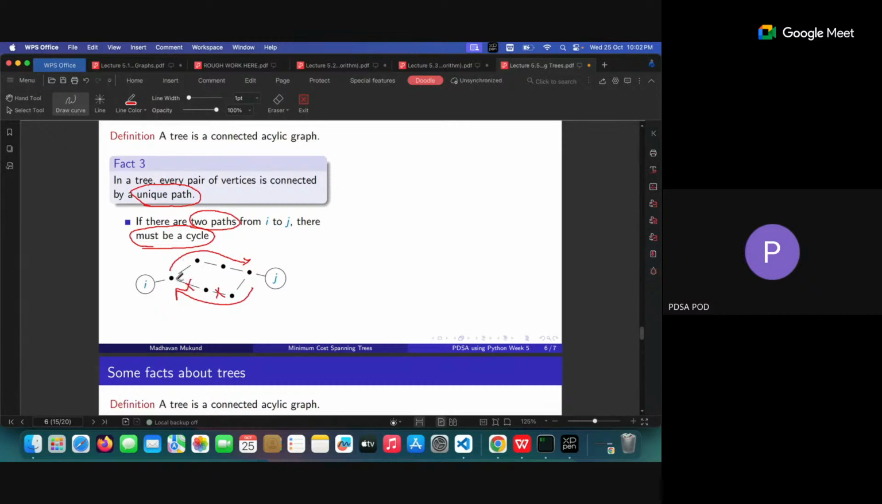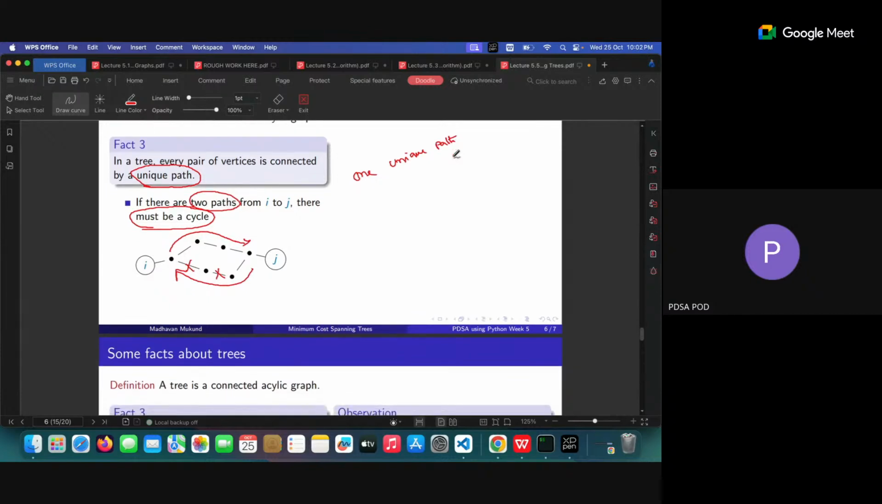We have reachability from I to J only through this path. We don't have the other reachability because we removed one of the edges. If you remove one edge, the cycle is removed, and you have only one unique path. One unique path is available. If more than one path is available, then definitely it's not a spanning tree. It's a graph. We can say it's a cyclic graph. So this is about that.